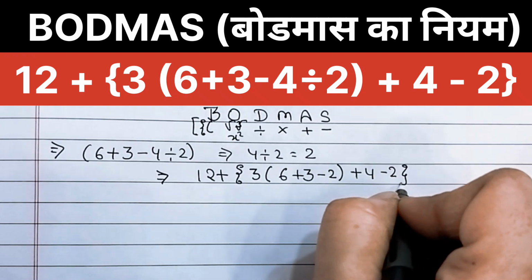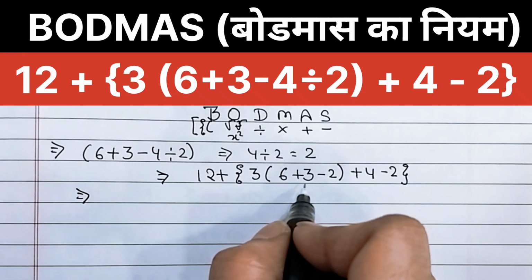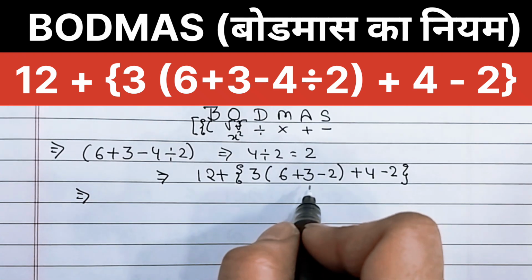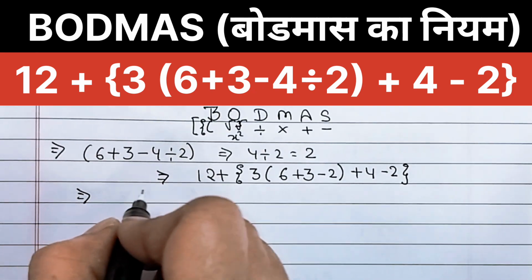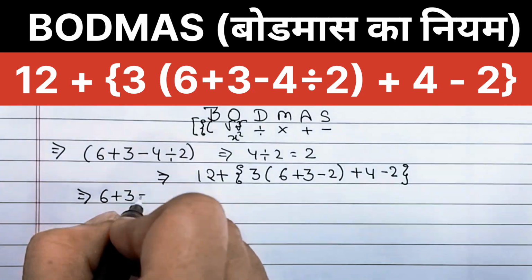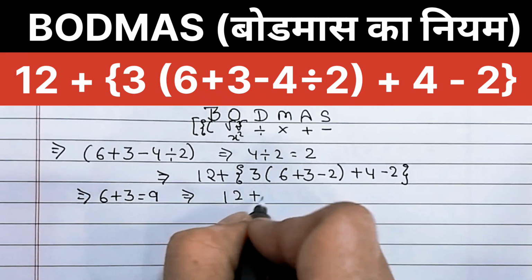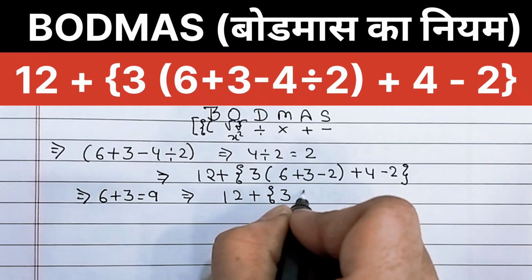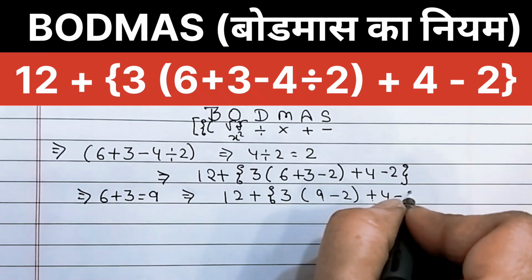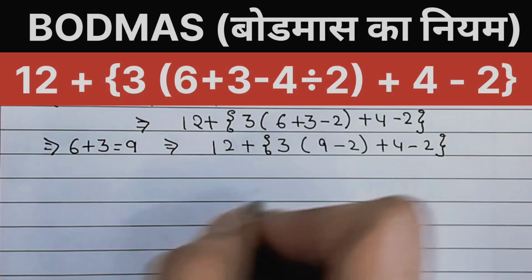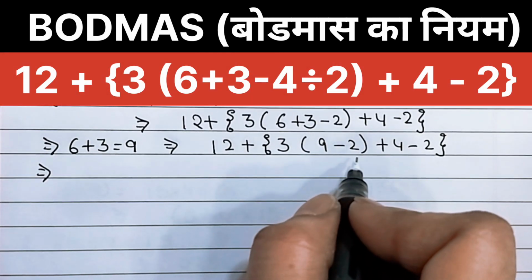minus 2. Now in the second step, solve the 6 plus 3 inside the parenthesis. Follow the order from left to right for addition. Now 6 plus 3 is equal to 9. And after that the expression becomes 12 plus curly bracket 3 small bracket 9 minus 2 plus 4 minus 2 curly bracket off. Now in the third step, we solve 9 minus 2 to clear the parenthesis.